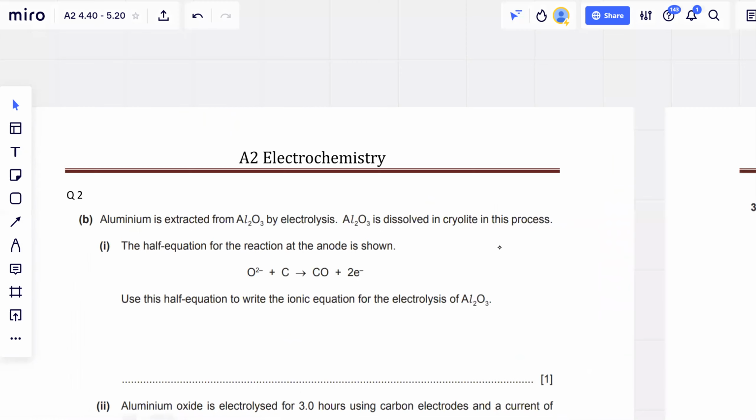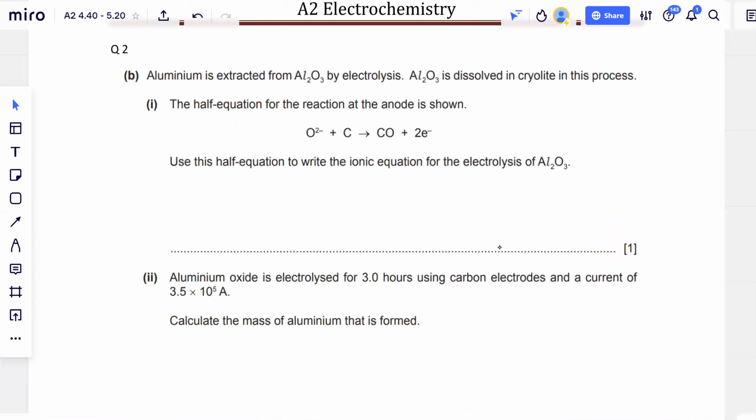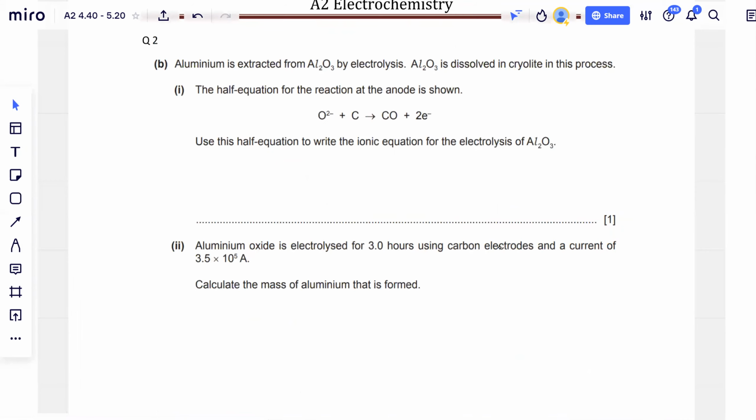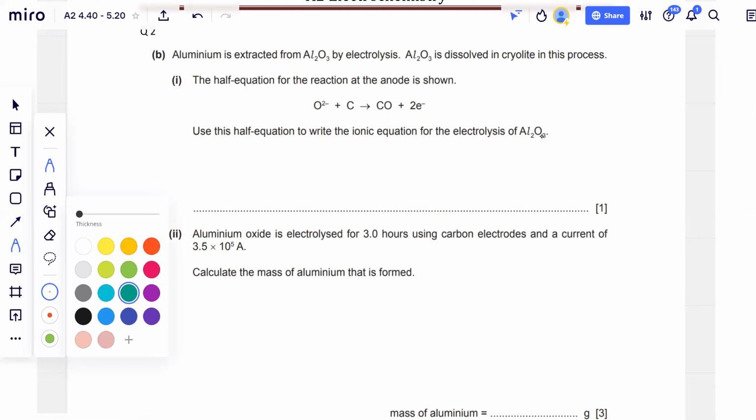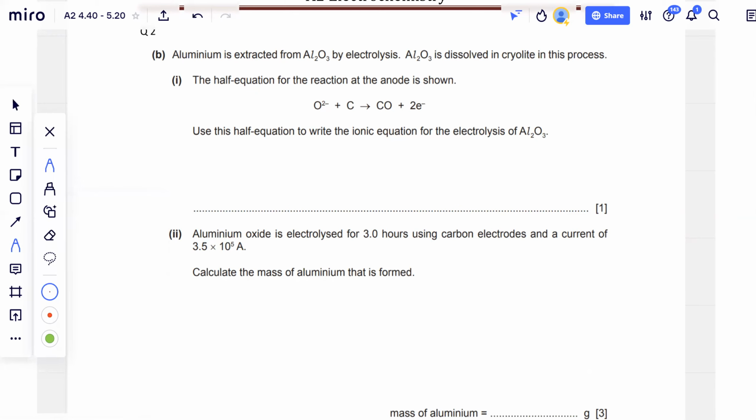As the next one, we've got extraction of aluminium oxide by electrolysis, and it's dissolved in cryolite. In this process, the half equation for the reaction at the anode is shown. If you know about aluminium oxide electrolysis, what happens at the cathode? Use this half equation to write the ionic equation for the electrolysis of Al2O3. So what we have done so far is we know that this is what's happening at the anode, right?